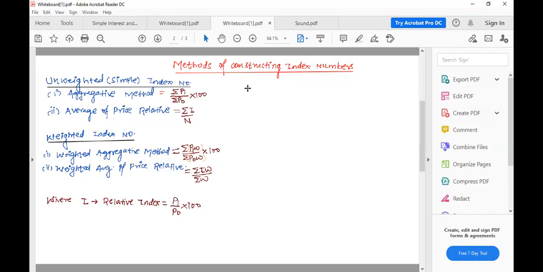So under the aggregative method, first of all, I'm finding the total of the price of the current year and the total of the price of the base year. And then I'm moving ahead with the calculation. Whereas for relative index, for every commodity, I'm finding the index first, then multiplying it with its corresponding weight, then dividing by the total of the weights. And what does N stand for? N is nothing but the number of commodities.